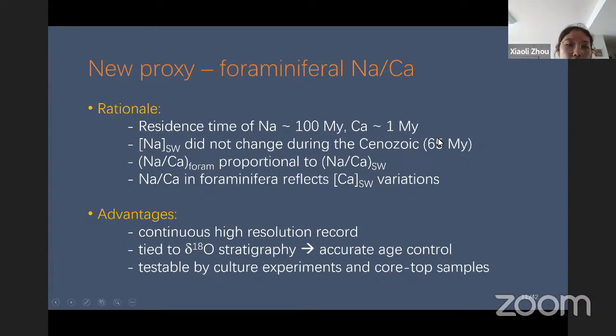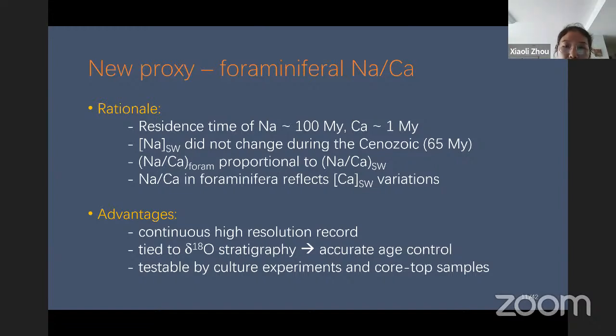So here I will introduce a new proxy based on the sodium-calcium ratio in foraminifera. The rationale is as follows. Because the residence time of sodium is very long, at least larger than 50 million years, and that for calcium is only about 1 million years, the sodium concentration probably has not changed a lot during the Cenozoic.